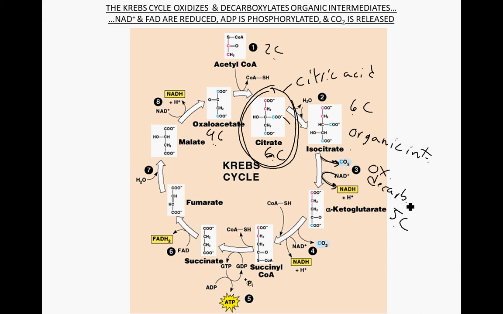Then we do it again. The 5-carbon gets me this 4-carbon thing down here. I'm going to oxidize and decarboxylate. I'm generating CO2, I'm generating NADH. I'm generating CO2, I'm generating NADH. What am I doing? I'm oxidizing organics, reducing NAD+. I'm decarboxylating. That gets me this 4-carbon molecule down here.